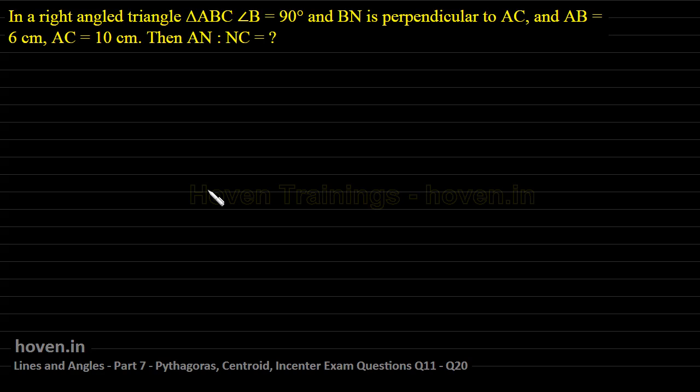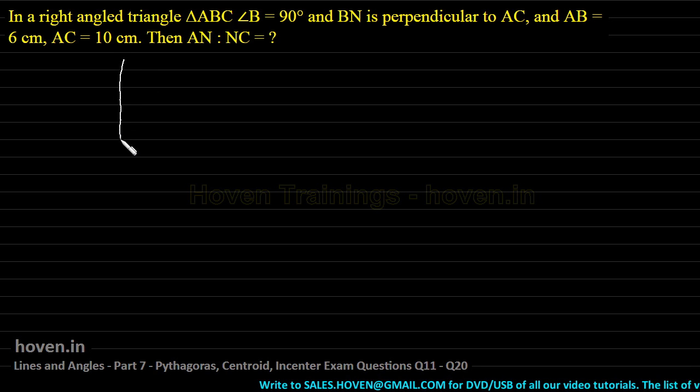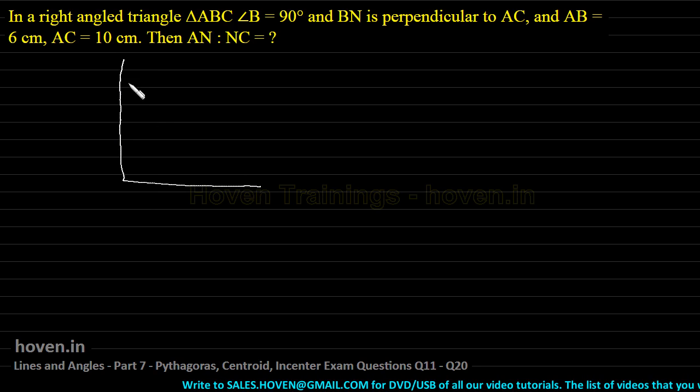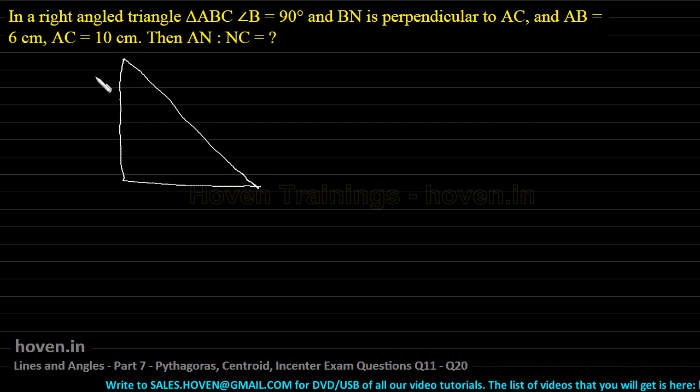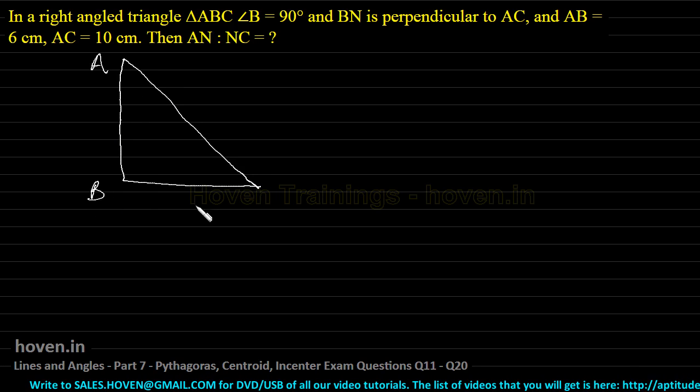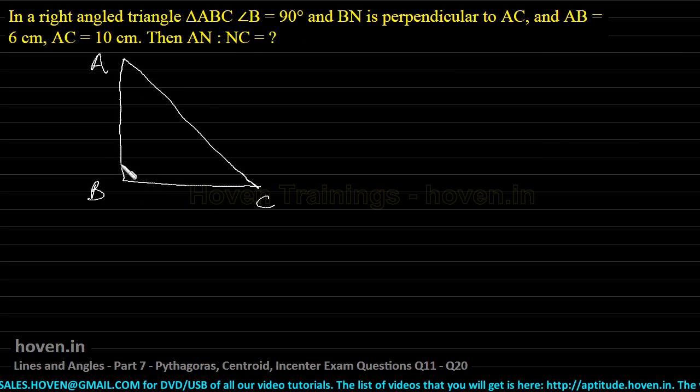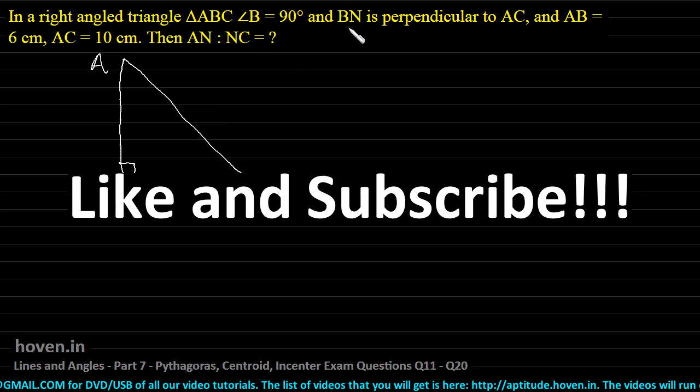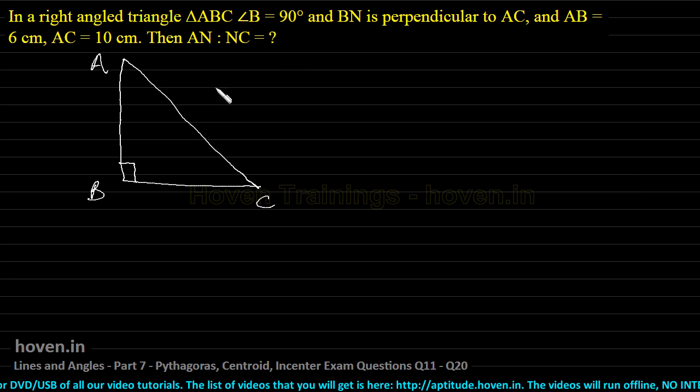Let us solve more questions on Pythagoras theorem. Centroid, incenter, these are all exam level questions. In a right angled triangle ABC, angle B is 90 degrees. Let us draw the triangle first. Angle B is 90 degrees, and BN is perpendicular to AC. This is AC, so we have to draw a BN perpendicular to AC.